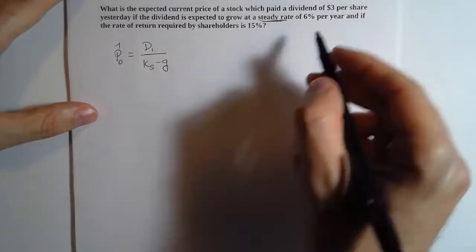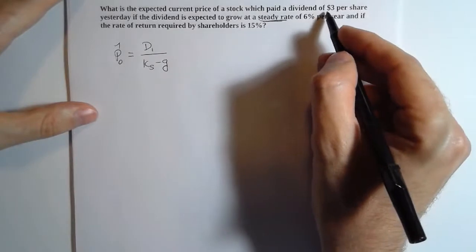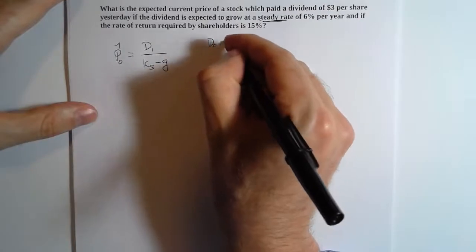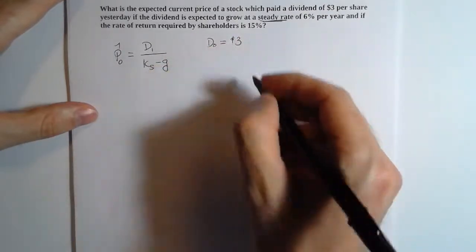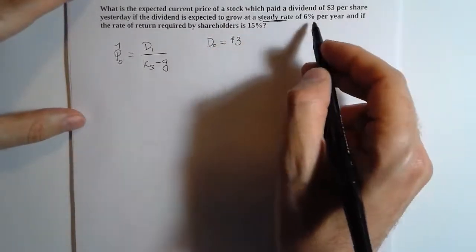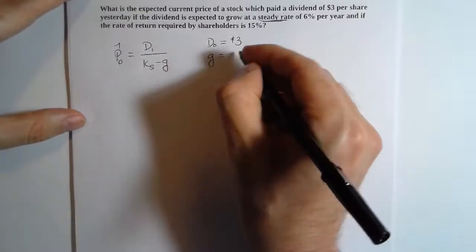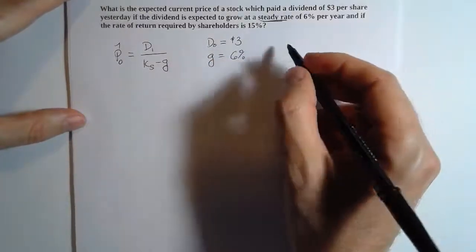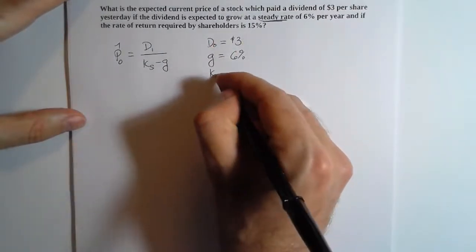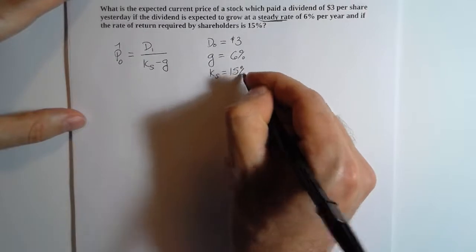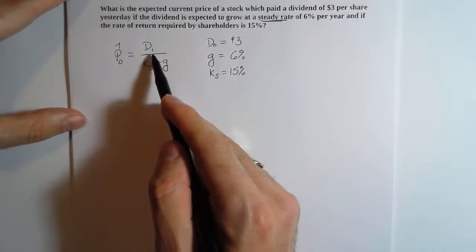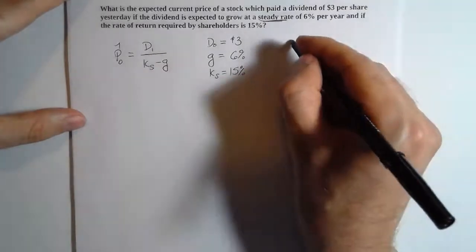So if we look at what we've been given here, the $3 of dividend they paid yesterday is actually going to be D0. So D0 is equal to $3 per share. And then it specifies that we are expecting the dividend to grow at a steady rate of 6% per year. So g is equal to 6%. And the required rate of return by shareholders is 15%, and that's Ks. So in this case, we're going to need to plug things in. But the formula asks for D1. D1 is the dividend a year from now.